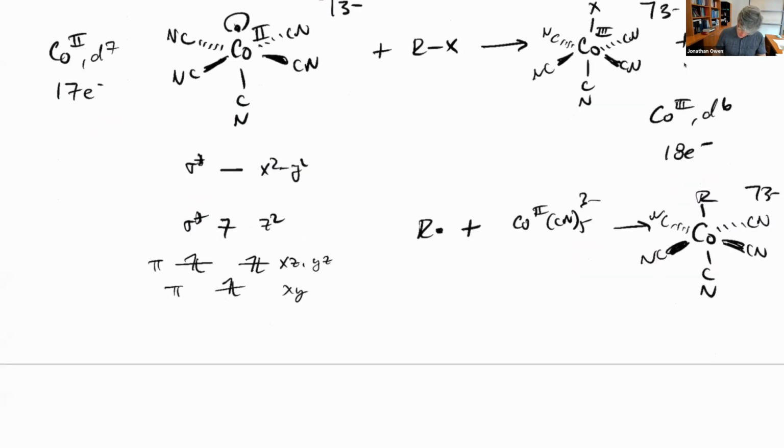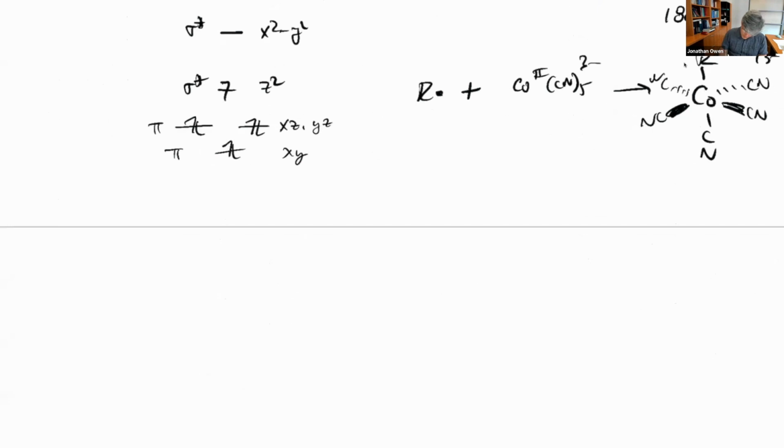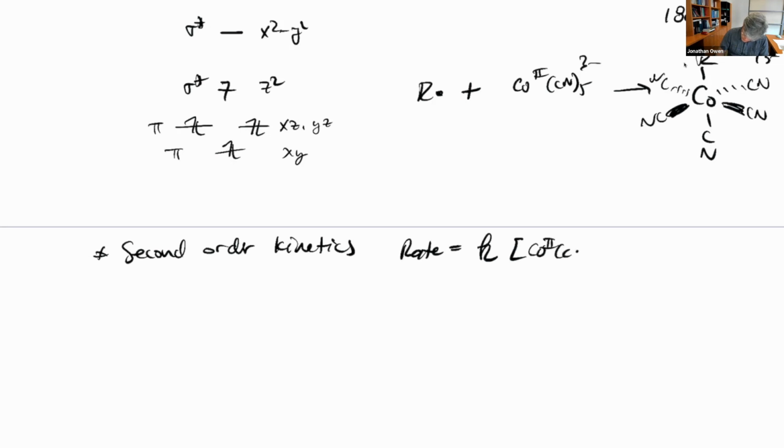Okay. So let's take a look a little bit here. This reaction has second order kinetics. The rate is equal to some k times the concentration of cobalt(II) pentacyanide 3-, times the concentration of RX. Okay, so that says that the rate determining step involves one cobalt(II) and one RX.